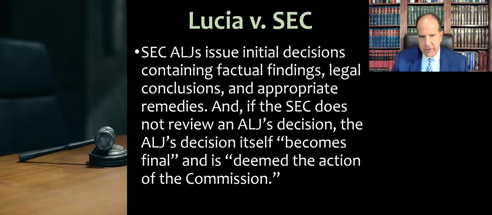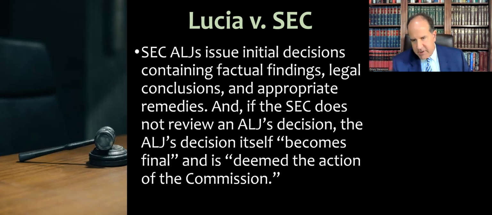But here's the catch. The SEC ALJs would issue initial decisions that contain factual findings, legal conclusions, and appropriate remedies. It wasn't automatically a final decision immediately. Instead, there was a waiting period to give the SEC a chance to reverse the ALJ if the commissioners disagreed with the opinion. But if they didn't review it and reverse the ALJ's decision, after some time, the ALJ's decision would automatically become final and be deemed the action of the commission.